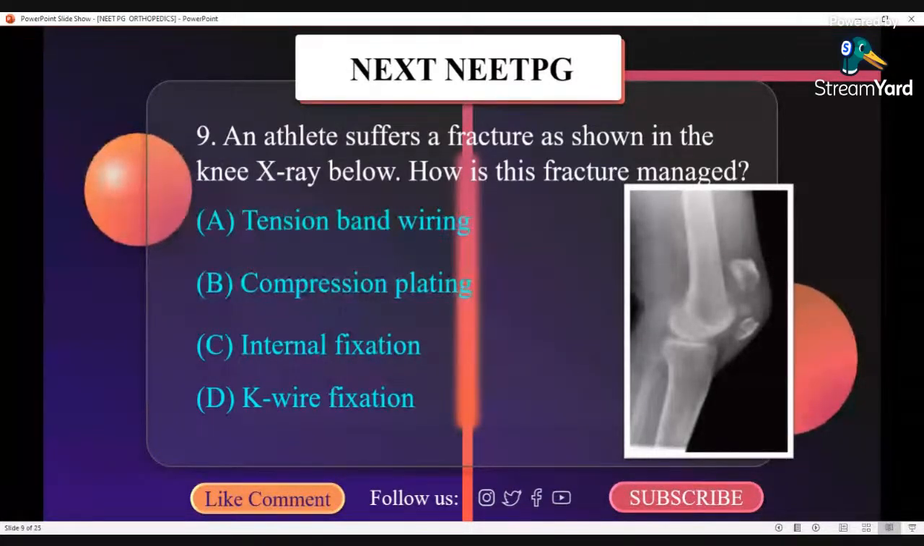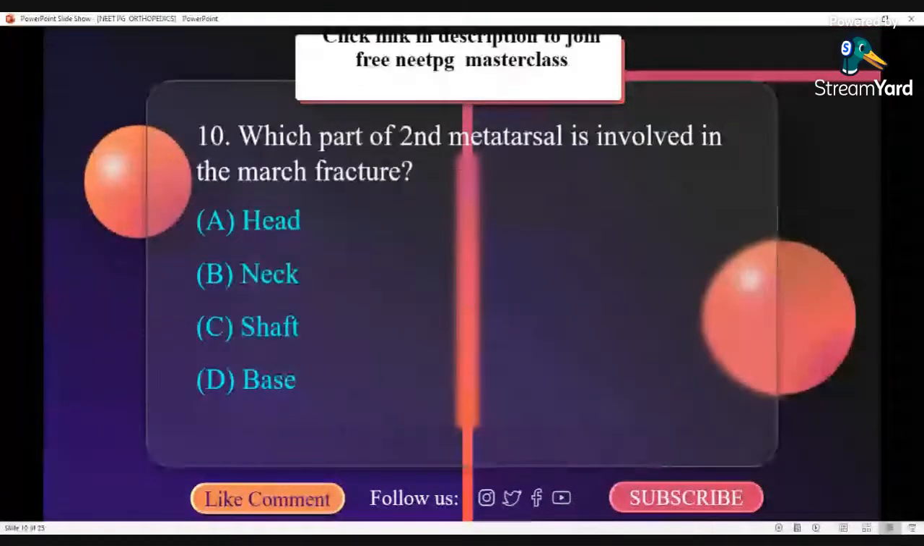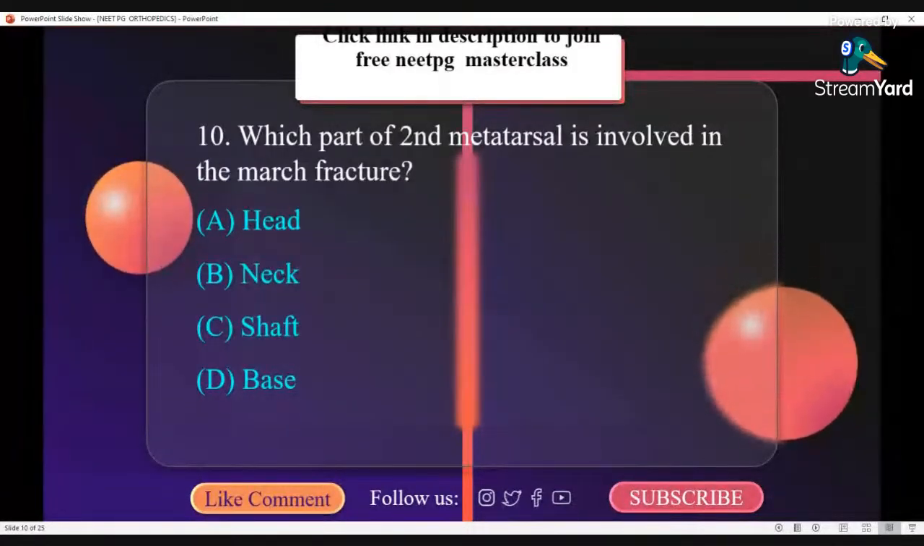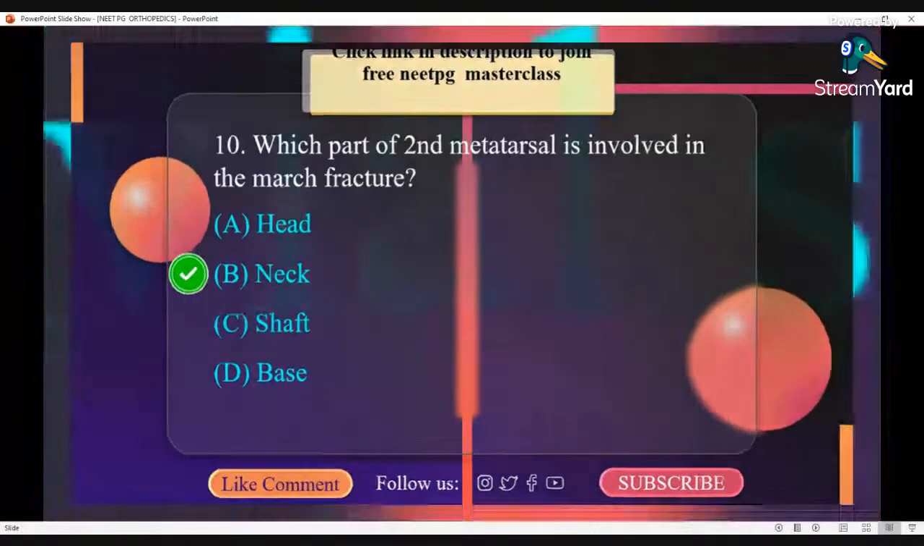Which part of the second metatarsal is involved in March fracture? It is the neck part. Which of the following is incorrect about PCL? It is a main restraint to internal rotation.